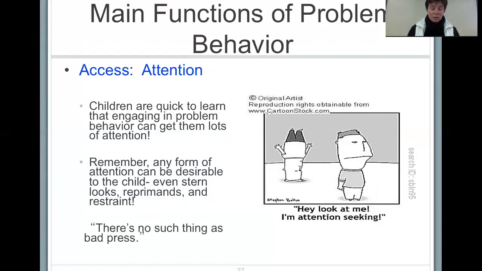Children are quick to learn that doing something bad will result in us dropping whatever else we were doing to rush over and give them lots of attention. This is a very quick and efficient way for kids to get attention from adults. Remember, there's no such thing as bad press, so any form of attention can be desirable to a child, including stern looks, reprimands, and even restraint.